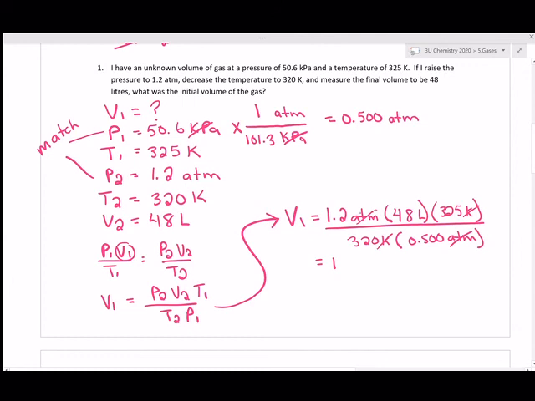So, on your calculator, a little hint. Take 1.2, multiply by 48, multiply by 325. Then push equals. Then say divide by 320. Push equals, say divide by 0.5. If you don't use some equals in there, your calculator will get confused. Okay, so it comes out to 117 liters.